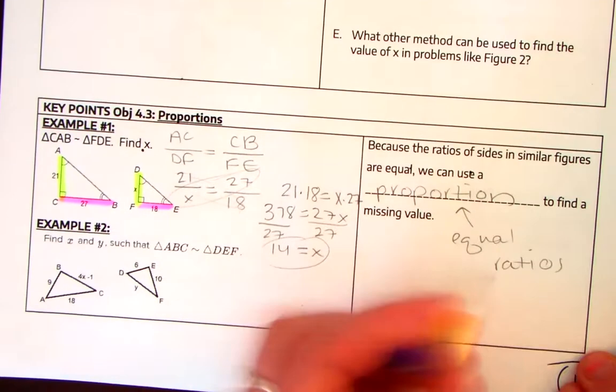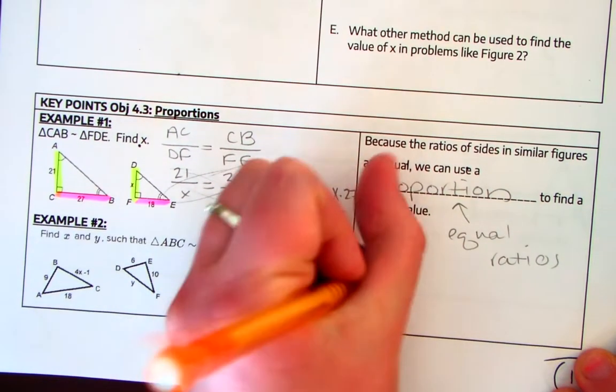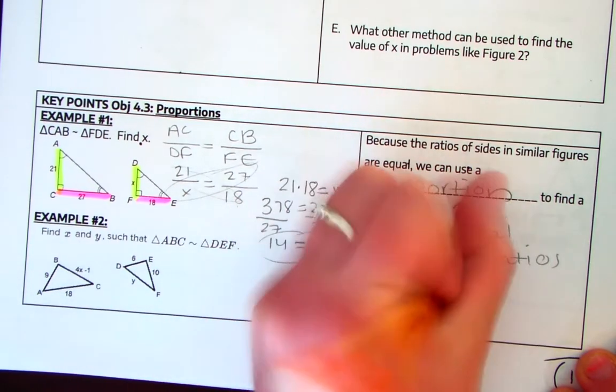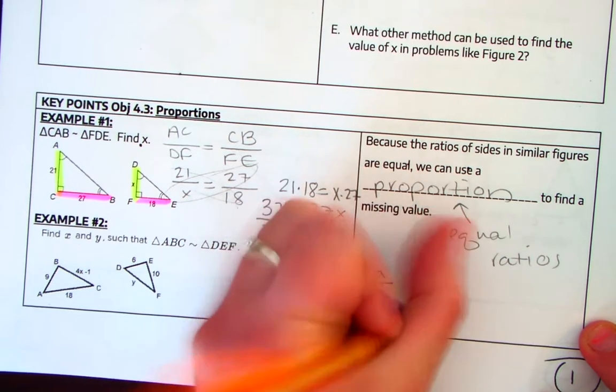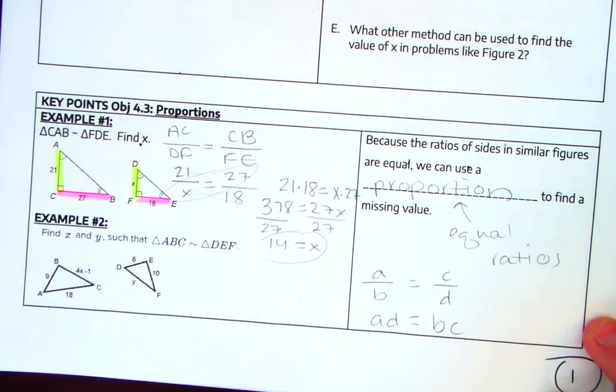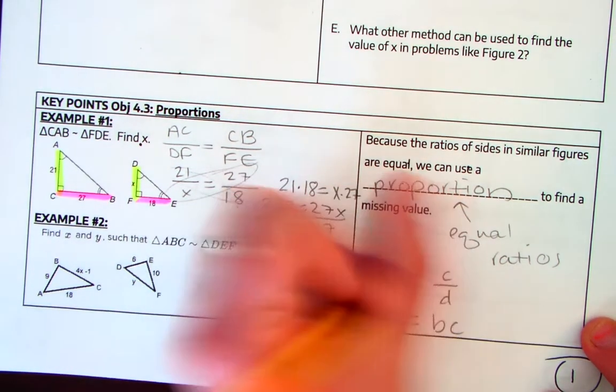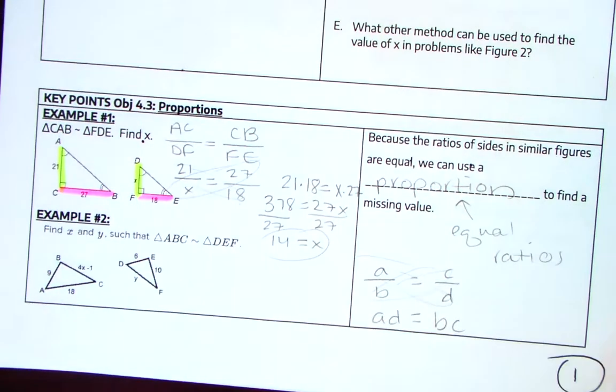Maybe a note that you want to write about proportions: let's say I have A over B equals C over D. The way to solve that is A times D equals B times C. That's the way you can solve for that, okay?